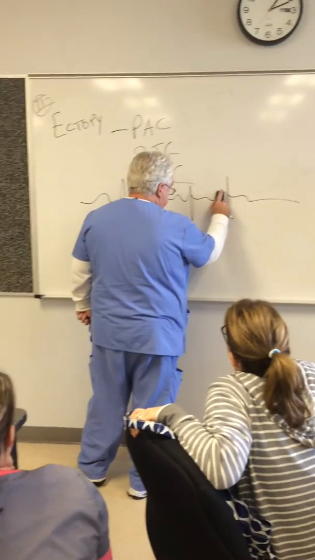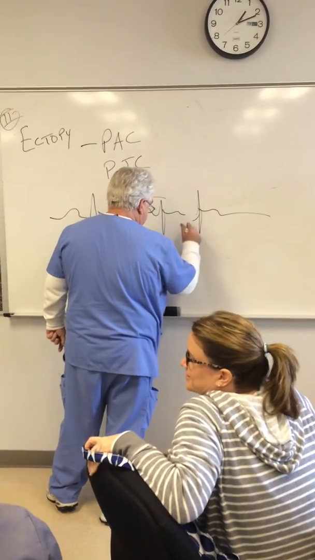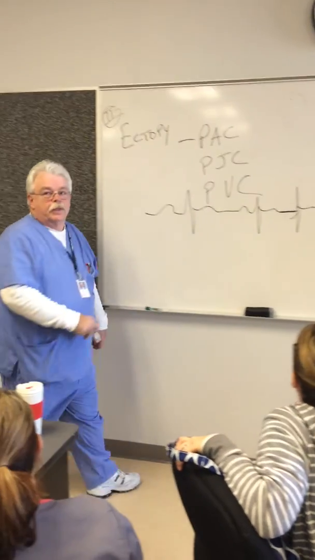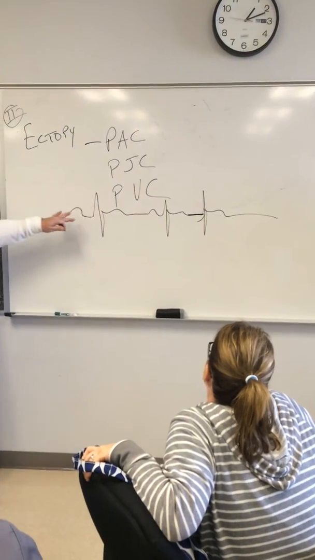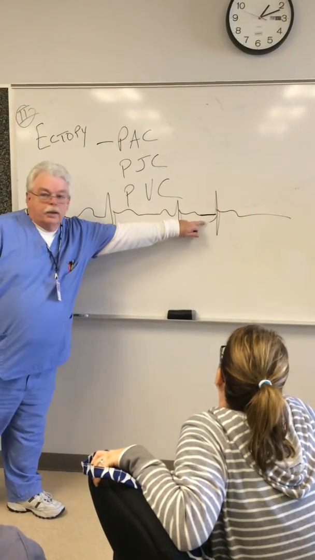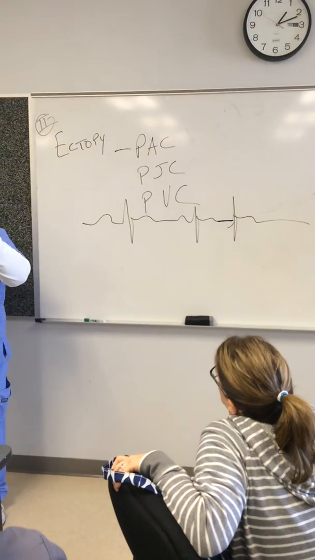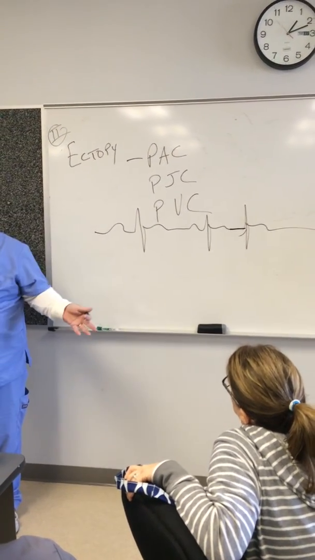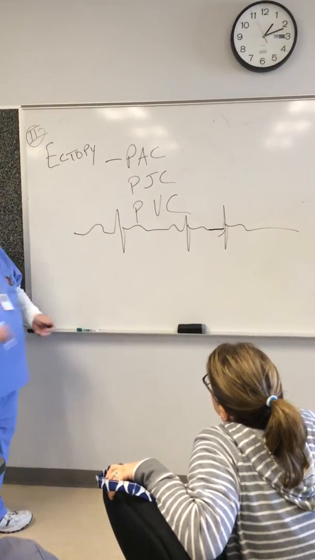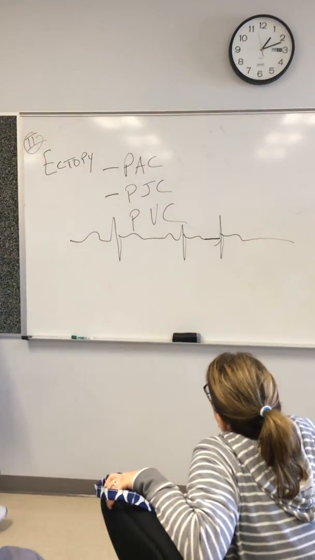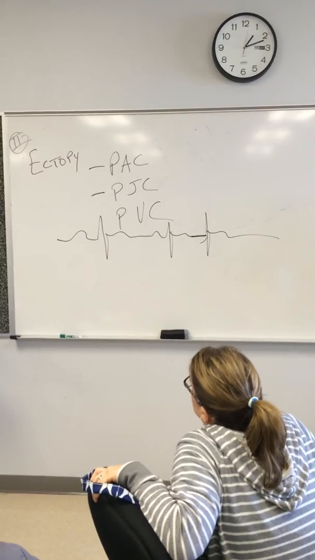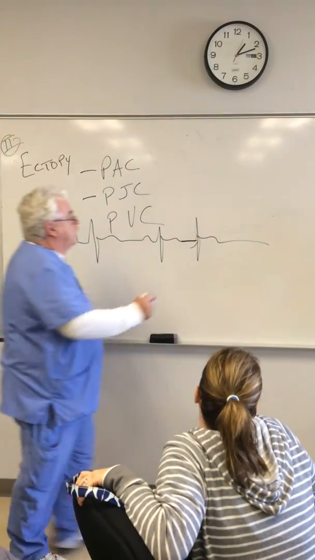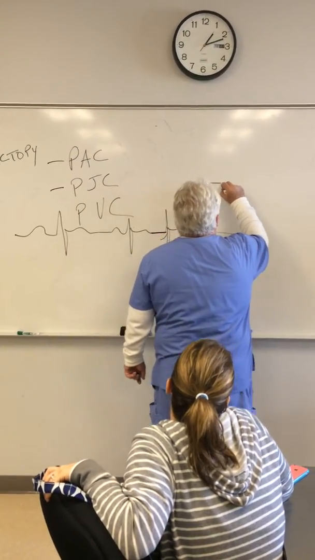All right. PVC or PJC? PJC. Everything else is the same. These QRSs all look the same. Everything's fine. What's missing? The P wave. What causes a normal QRS pattern without a P wave? The junction. PJC. So those 2, you already know 2 of the 3. You know how easy that is? Because there's no P. Okay. No P. I see.